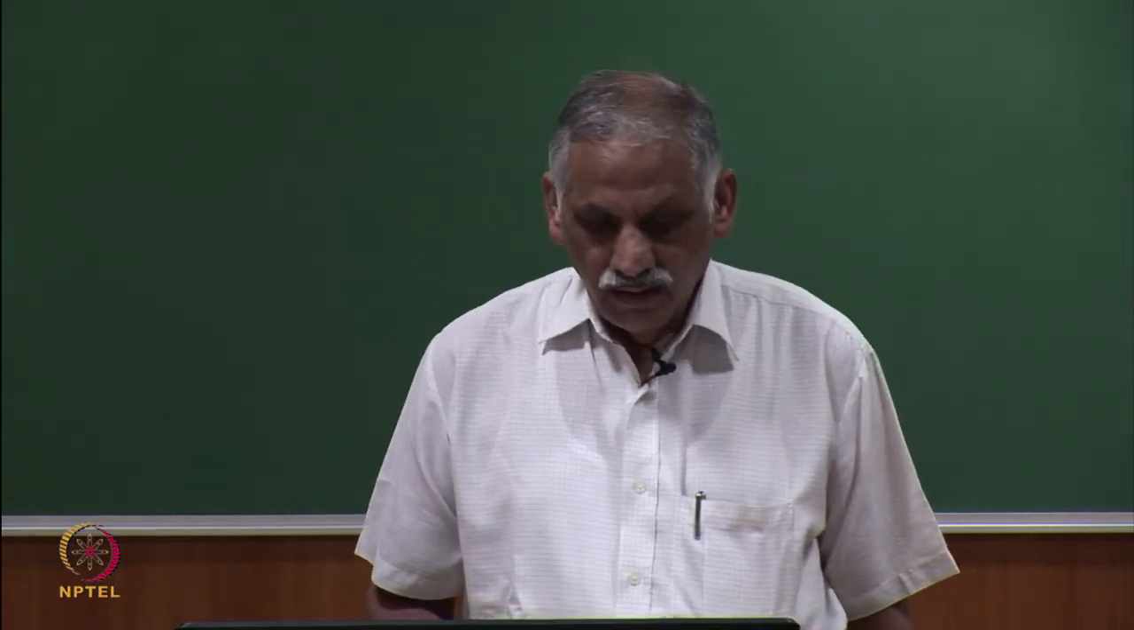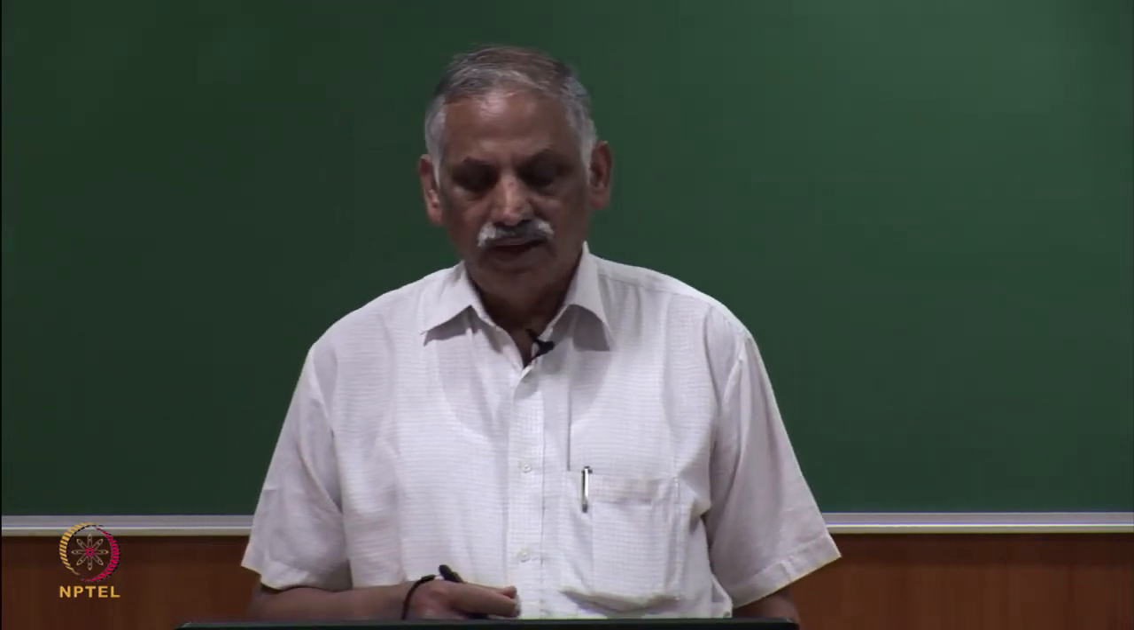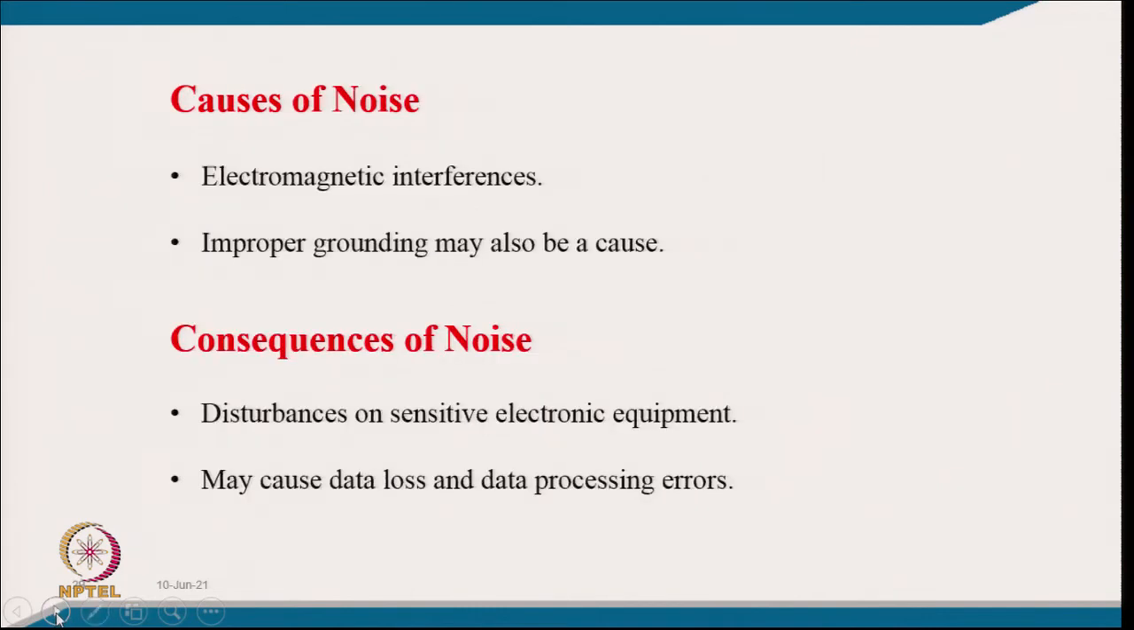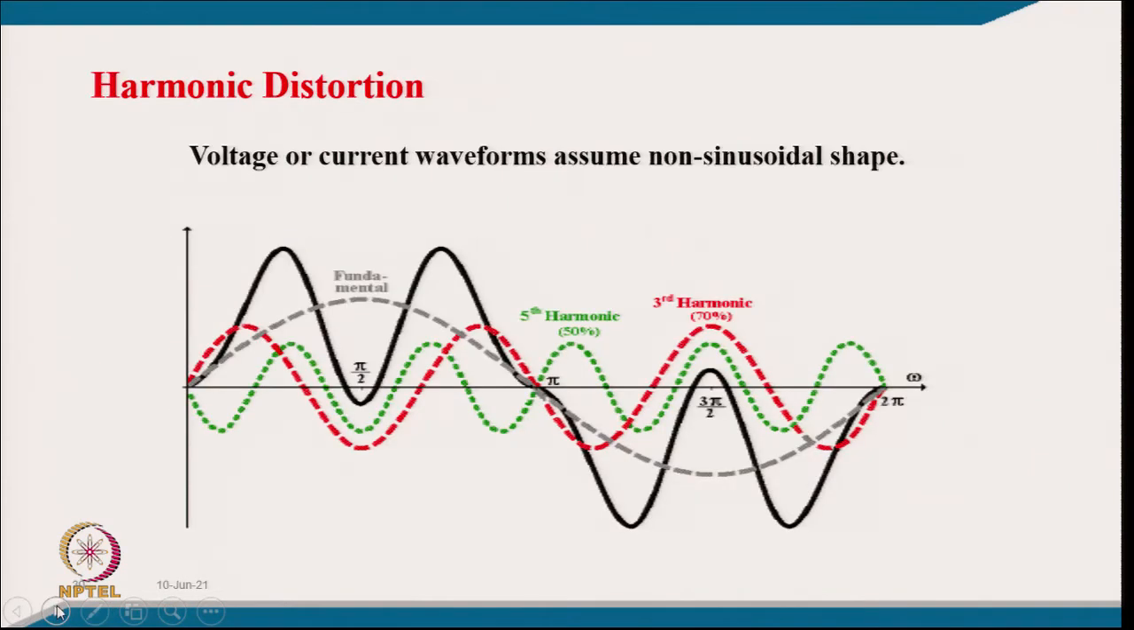Well, another is the superimposing of a high frequency signal on the waveform of power frequency. You can see the noise is typically imposed on the fundamental frequency, and why is this imposed? There are many reasons, like electromagnetic interference, and improper grounding may also be a cause. The consequence is disturbance on sensitive electronic equipment, and it may cause data loss and data processing errors also. So, those were voltage variations.